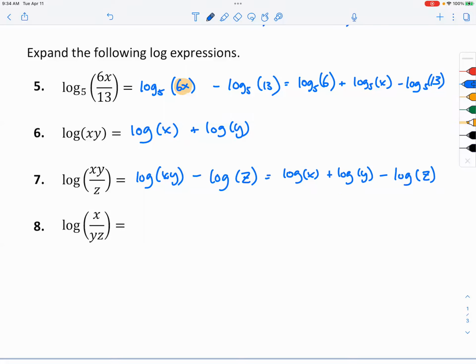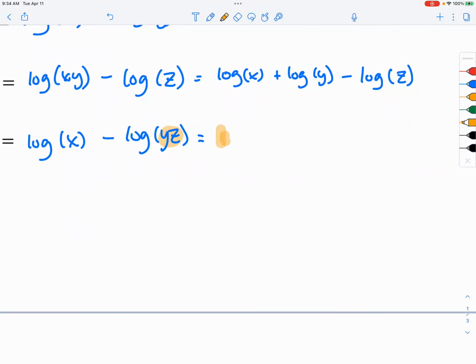Okay, for the last one, again, we can break it down into two separate steps, right? So first, let's take care of the fraction. Okay, so we have something like this. And then we recognize that there's a y times z going on here. So therefore, we can break it down even further. I'm going to write down log x minus log y plus log z.